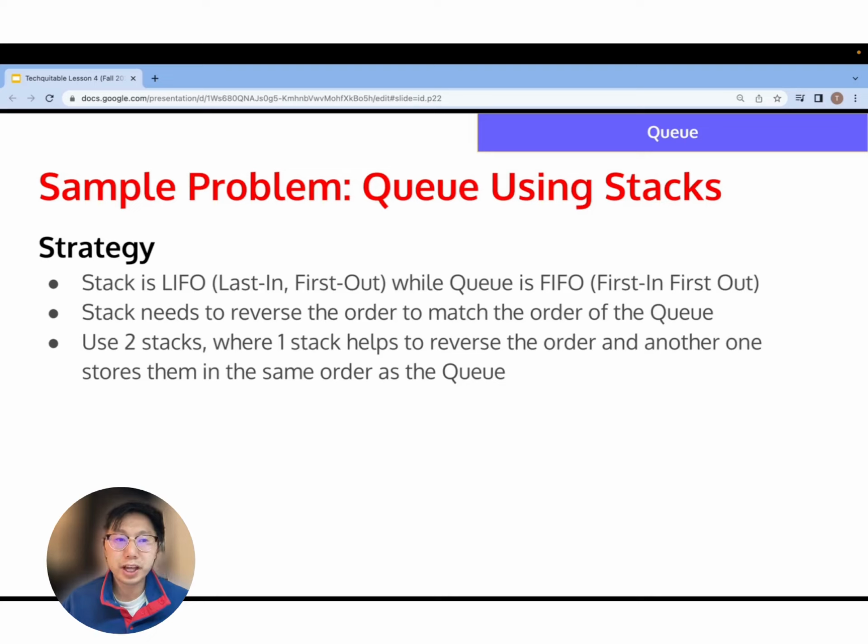Here is a proposed strategy for this problem. Once again, stack is LIFO, or last in, first out, while queue is FIFO, which is first in, first out. This means that stack needs to reverse the order to match the order of the queue. However, one stack by itself cannot match the order of the queue. However, with two stacks, we can use one stack to help reverse the order and another one to store them in the same order as the queue. And we'll take a look at how this can be done.